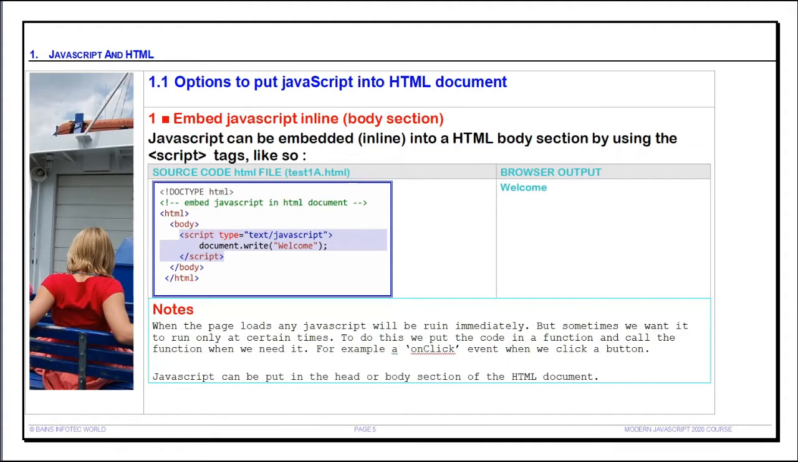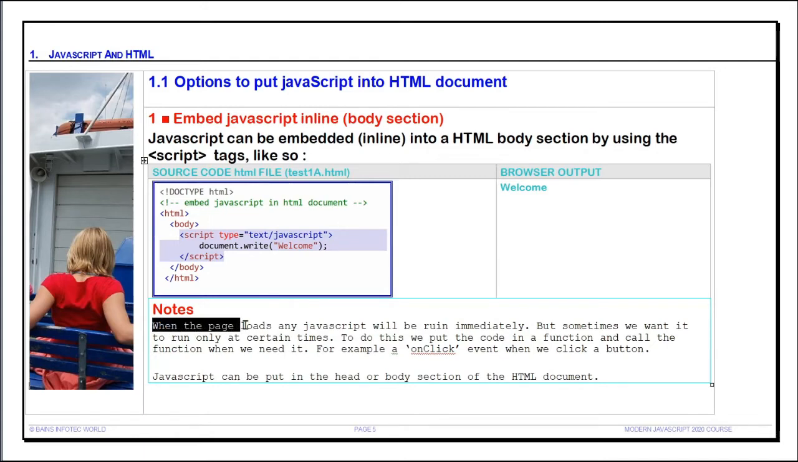So within the HTML document, which is, for example, this one, we have the HTML doctype, comments, a HTML tag, body tag, HTML closing tags. And here we have a script tag which says script type equals text/javascript. So this is telling the browser that whatever's contained between this opening script tag and the closing script tag should be interpreted as JavaScript code that can be run.